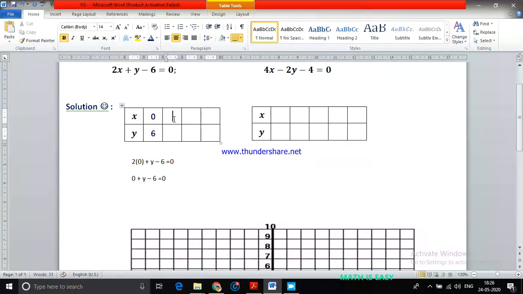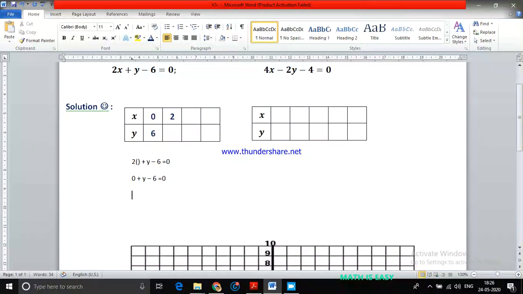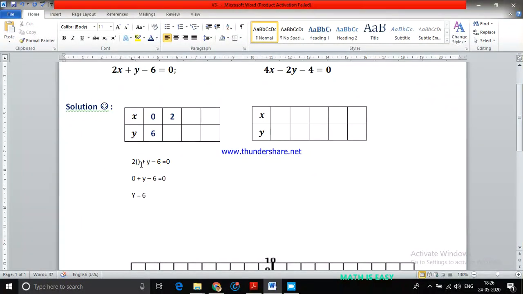Now what happens if I take the x value as maybe 2? You can take any values, it is as per your choice. If I take x value as 2, then I'll get 2 times 2. First, for x equals 0, the answer is 6. Here if you want you can write it down, for x equals 0.